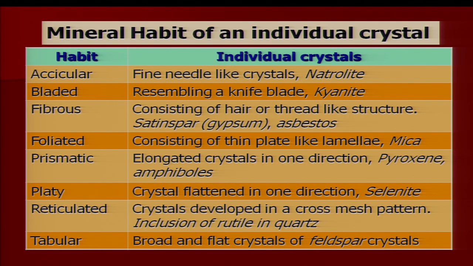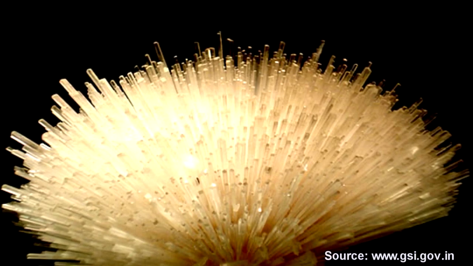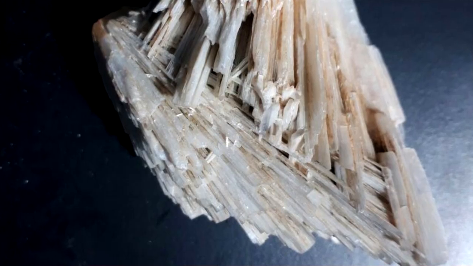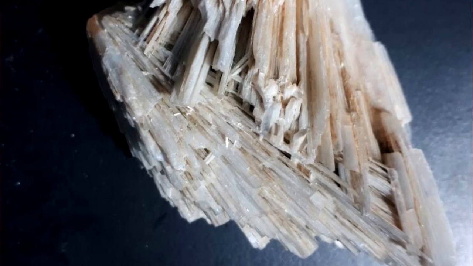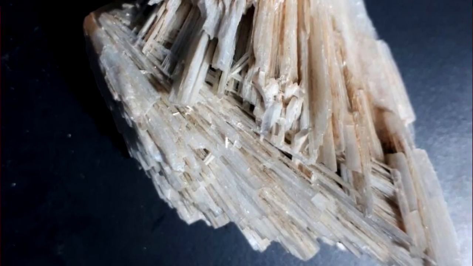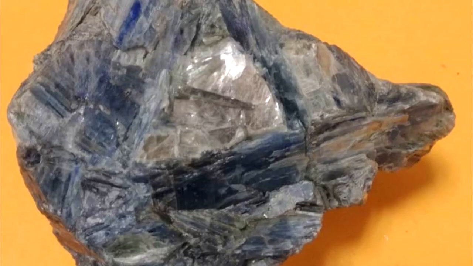Now, mineral habit and individual crystals. Here I am discussing the habit of individual crystals, which are of several types. First, I will talk about acicular. Acicular means needle like, fine needle like crystals. An example is natrolite. Natrolite is a variety of zeolite which develops crystals like needles, and we call it acicular habit. Next is bladed habit. Bladed habit represents a resemblance to a knife blade.